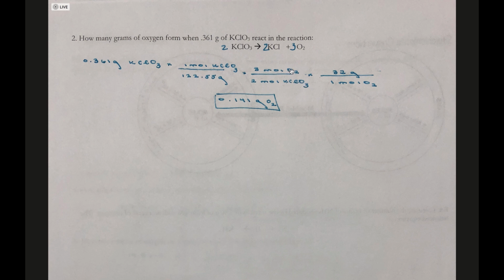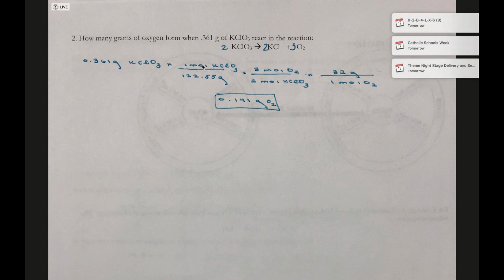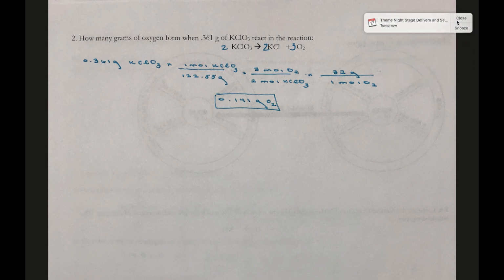So I'm going to get out of moles of oxygen by putting it on bottom, and then put grams of oxygen up top. Now I got to plug in my number. So grams per mole, I know I'm going to have to use the molar mass of potassium chlorate because I included all of this information. So I got 122.55.